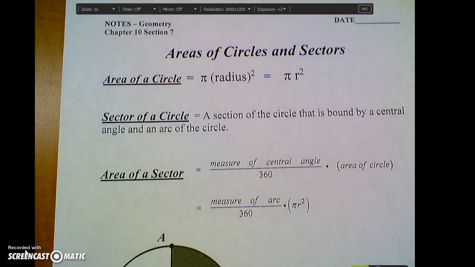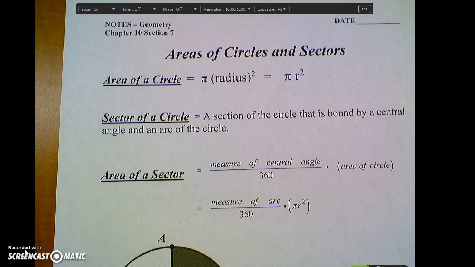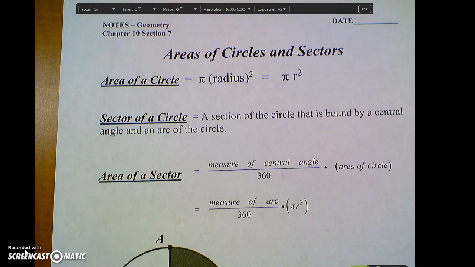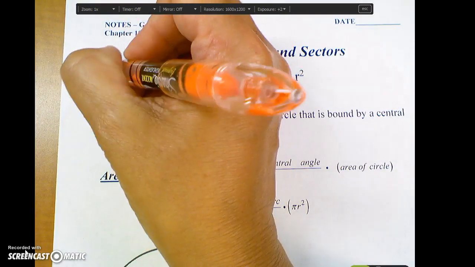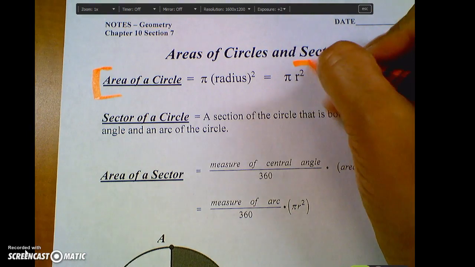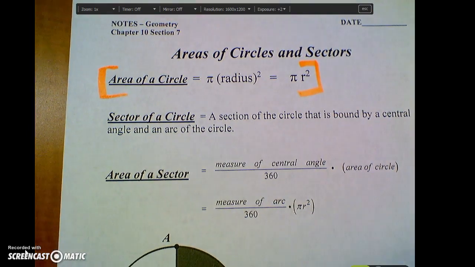Hi, welcome to Chapter 10, Section 7, Areas of Circles and Sectors. There's a couple of formulas you're going to need to know for this section. The first one is the area of a circle, which I believe we've looked at before. Area equals pi r squared.